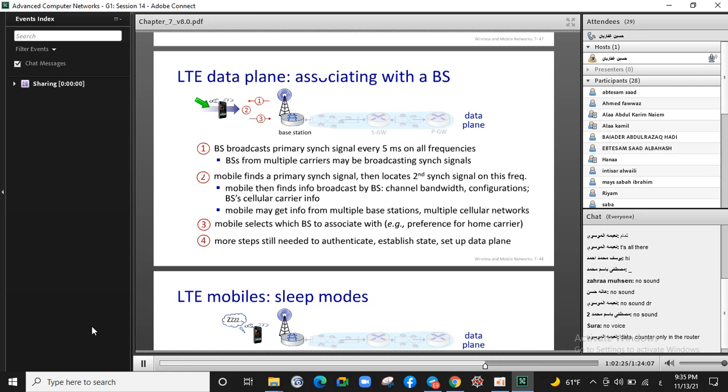These broadcast messages are something like beacon frames in Wi-Fi. My cell phone, my mobile phone, searches for those broadcast signals that come from the base station, and tries to find some empty signals over the frequency range of that network.